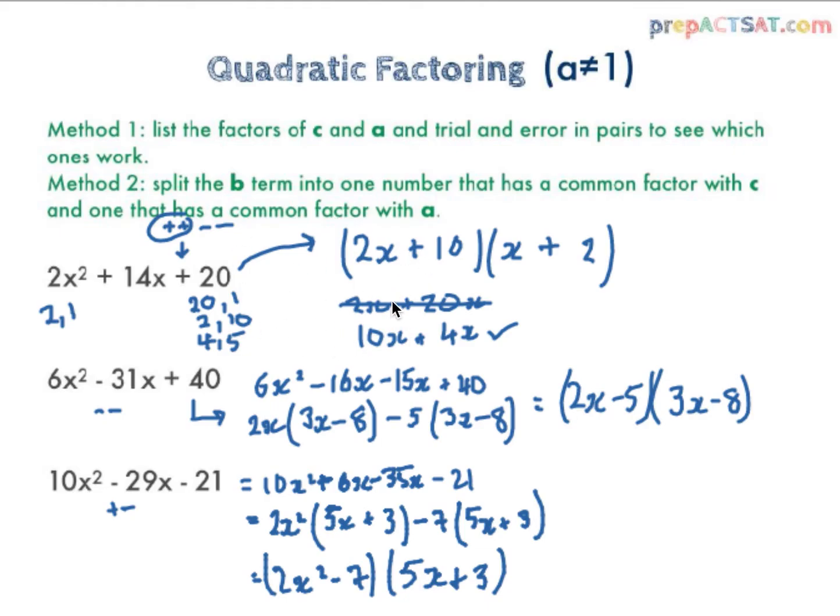So you can use either method. Personally, I like method 1, but that's because I've been doing method 1 for about 10 years, so I'm not really going to like another method as much. Grouping is often a little bit easier to work with because it does require a bit less trial and error, partly because you have more rules to begin with, because you know that you have to have a number that has a common factor with C and one that has a common factor with A, but you can choose.